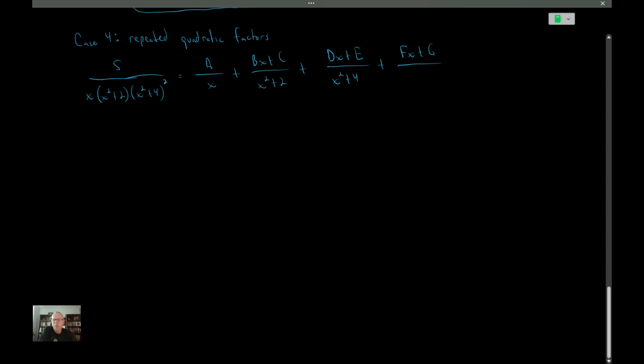Now, just like with the repeated linear factors, you're going to have the first one to the first exponent and then the second one to the square. And so we have different coefficients here as we go along. So this one would probably be pretty terrible to solve if we were to do it. So we won't do it. Well, we will do example 5 from the notes.